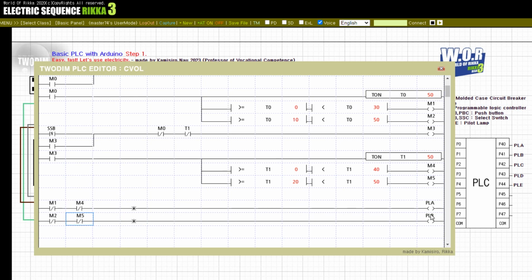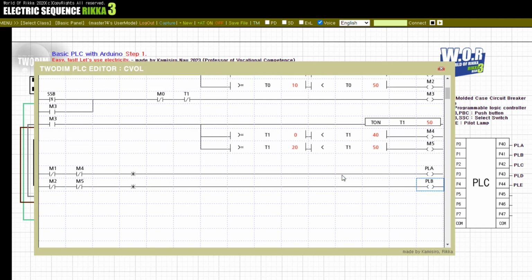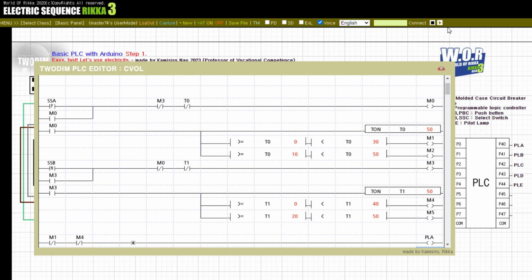Now, after explaining the PLC ladder, let's take a look at the operation configuration through the Rikka simulator. And finally, let's input it into Arduino and actually look at the result through processing.